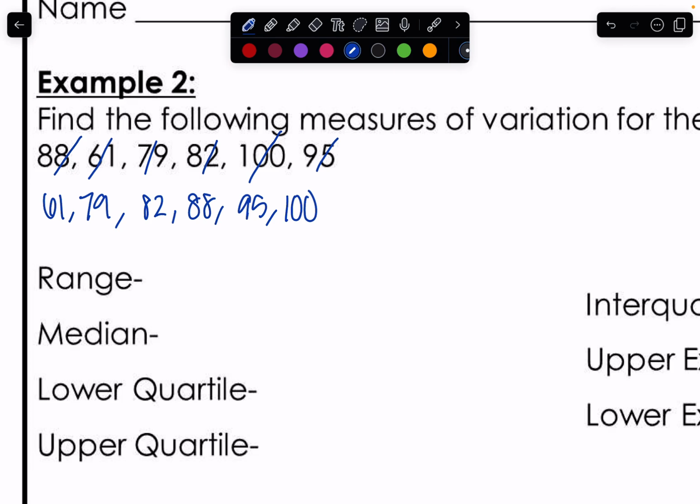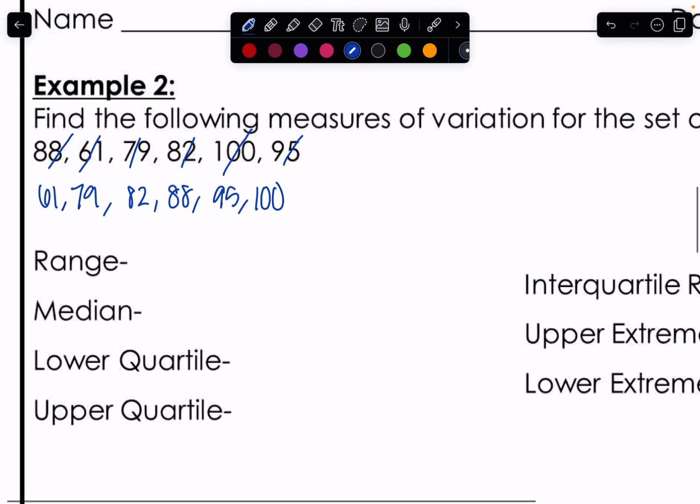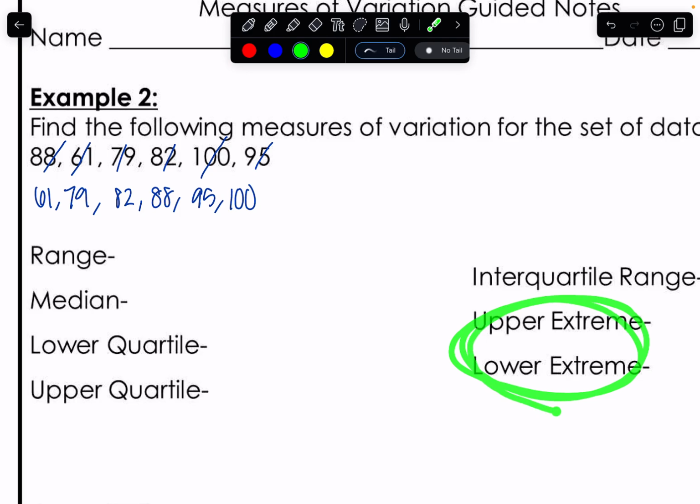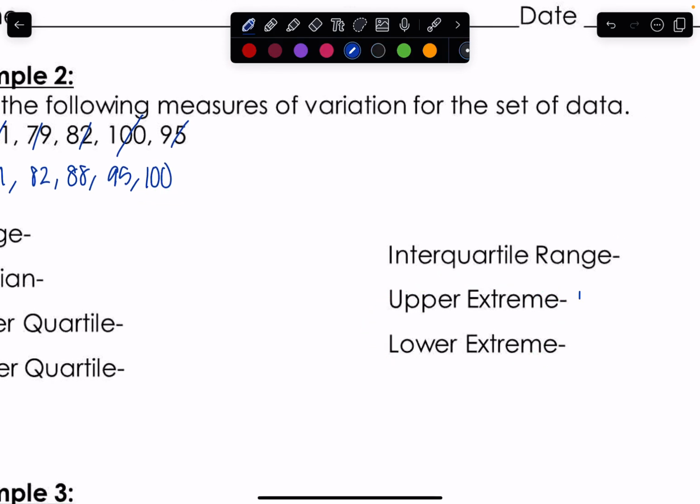Now I can start crossing things off. But we can also answer some of the easier questions. Let's answer what my upper and lower extreme is, right? Those are just the easy ones where I look. The largest number of this list is 100. The lowest number of this list is 61. There's 2 answers already done. So we can say upper extreme, 100. Lower extreme, 61. That's it.